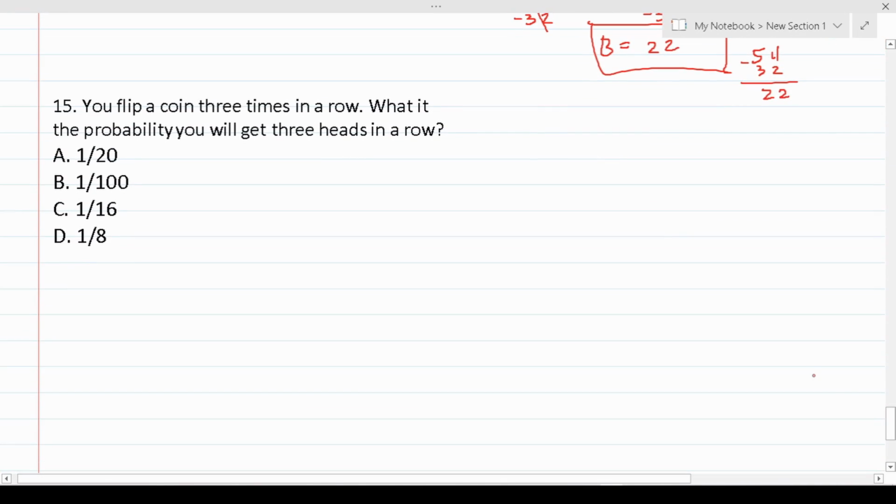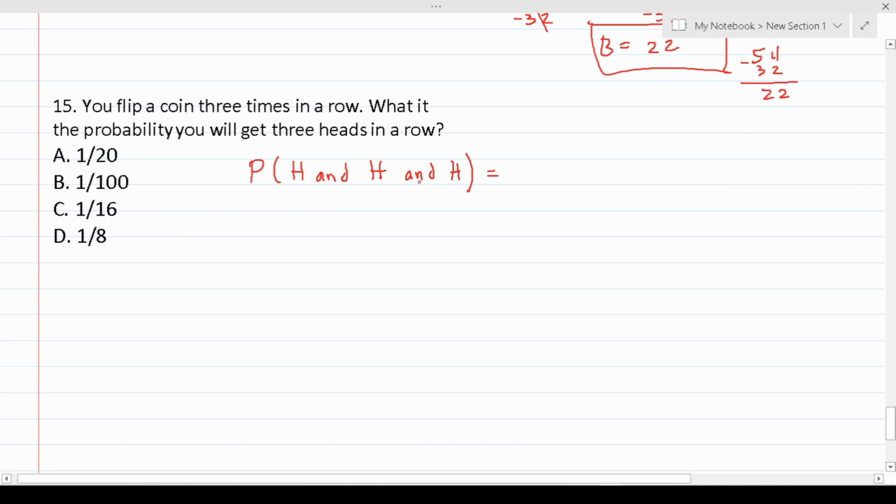All right, number 15 says, if you flip a coin 3 times in a row, what is the probability you will get 3 heads in a row? Okay, so this looks like this. Probability of heads and heads and heads. Again, when you flip a coin, you have one of 2 choices. You're either going to get heads or tails.